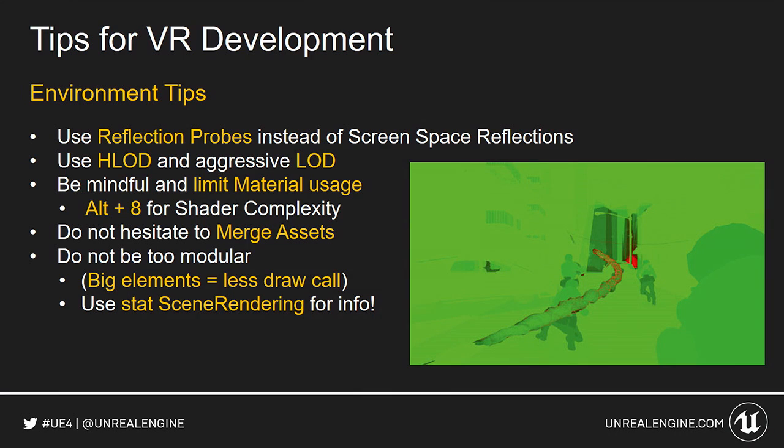Be mindful and limit material usage. For each material a static mesh has applied to it, the rendering engine will have to render that object again and again. And this can escalate quickly if you do not have any restrictions in place. You can enable shader complexity viewport mode by pressing Alt-8. This will show you how expensive a pixel is to render. Bright green means that the pixel is cheap, while red to white indicates pixels are costing more to render.